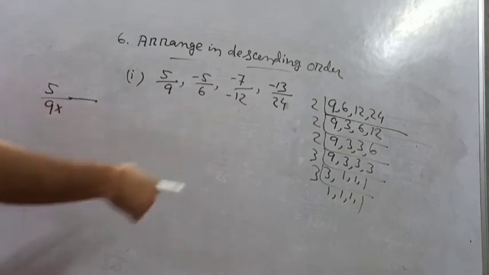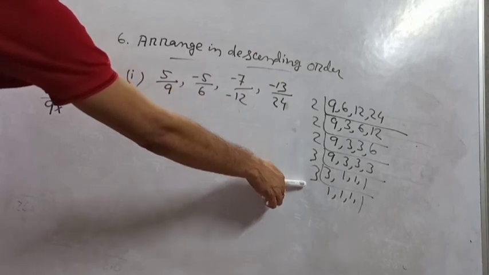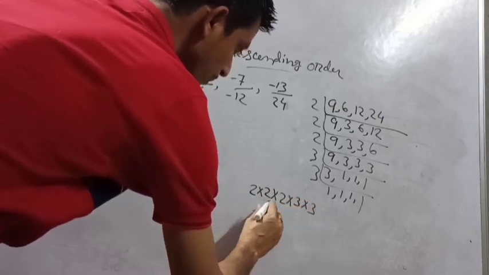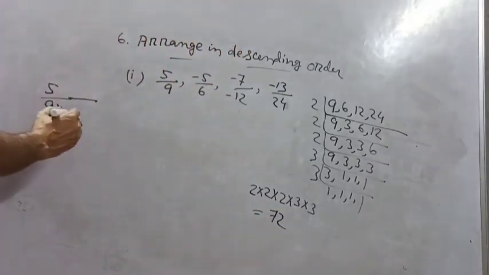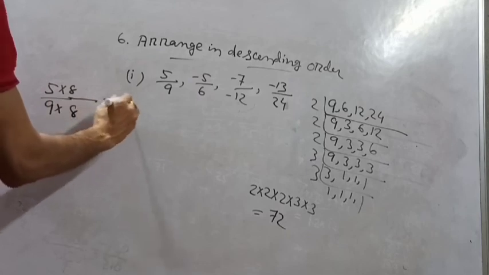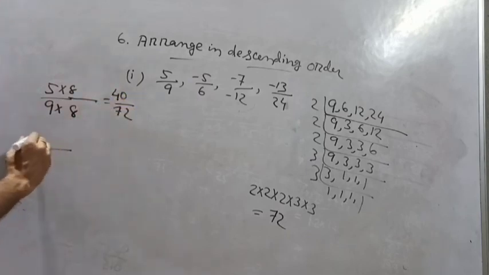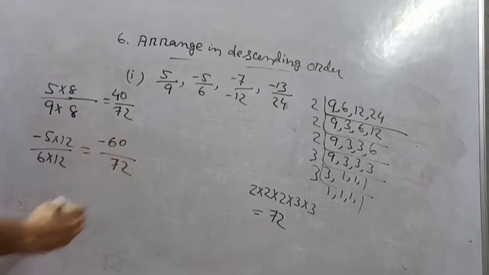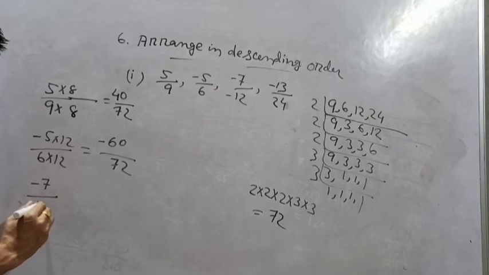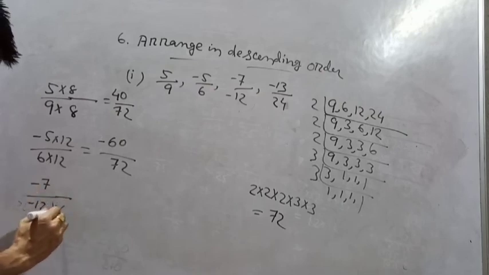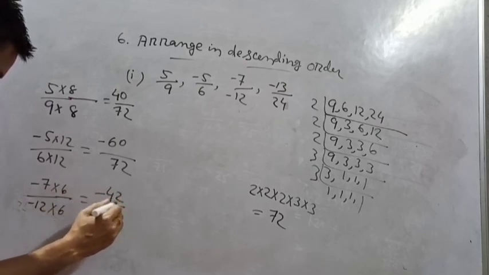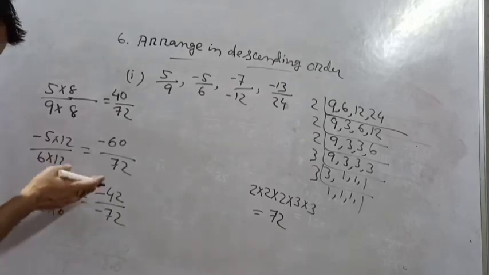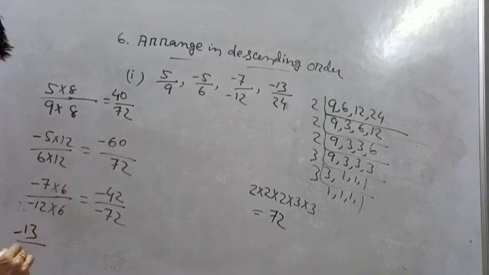So here, 2 2s are 4, 4 2s are 8, 8 3s are 24, so 72. So 5 by 9, 9 8s are 72, so 40 by 72. Next, minus 5 by 6 into 12, minus 60 by 72. Again, minus 7 by minus 12: both are negative, so it will be positive only, so minus 42 by minus 72. If you write positive, that is also correct. Then minus 13 by 24.